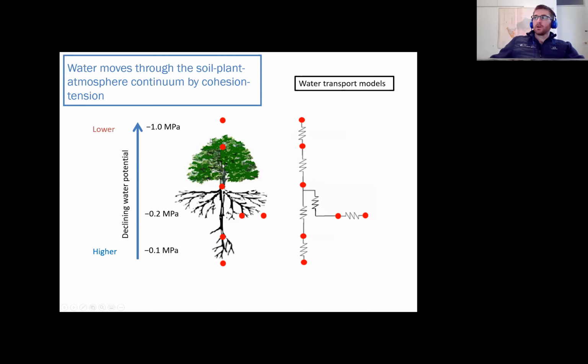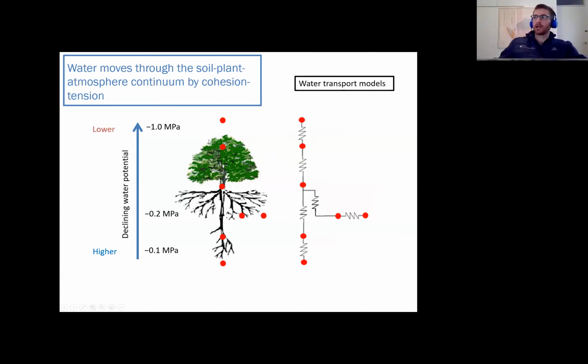The idea is that there's a continuous stream of water connecting the soil and the roots through the xylem into the mesophyll of the leaves. As the sun hits the mesophyll, that energy drives the evaporation of water molecules from the evaporating sites within the mesophyll tissue. This creates a tension, a negative pressure in the water column, and as a result, water is drawn up through a plant.